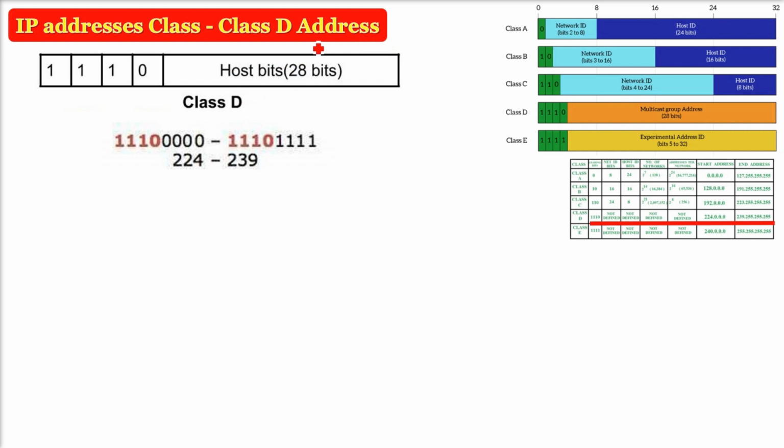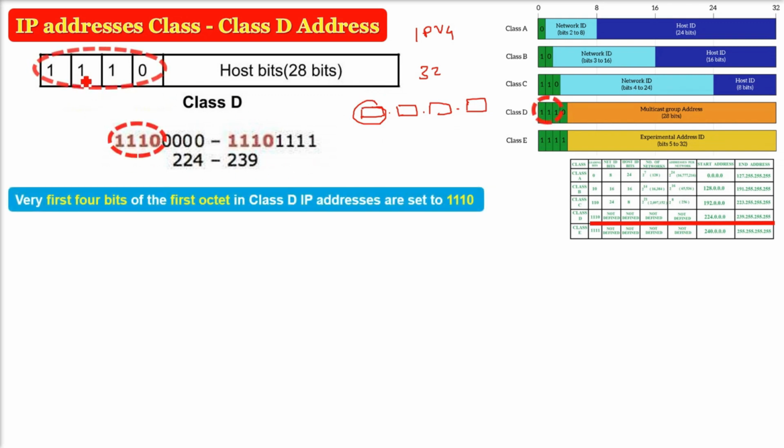Class D address. In IPv4, Internet Protocol version 4, we have 5 classes: class A, class B, class C, class D, class E. The first octet defines which class you are in. The IPv4 address is written in dotted decimal form: 4 decimal numbers separated by dots. So how do we know that this is a class D address?